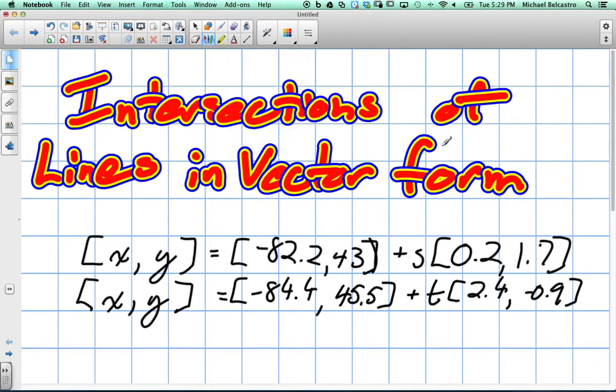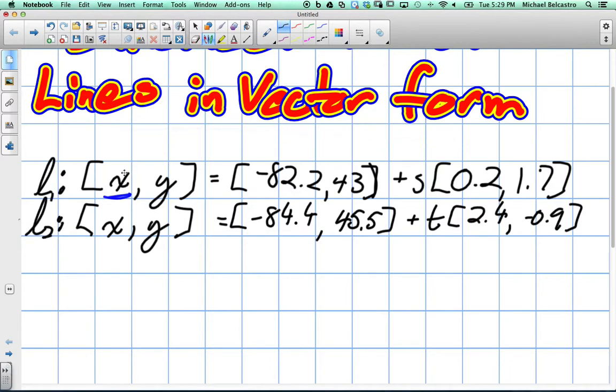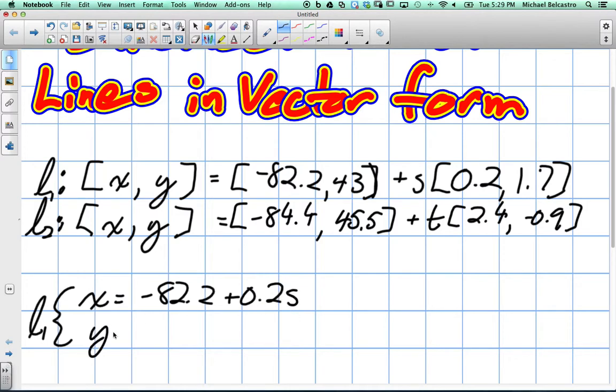Okay, again, intersection of two lines in vector form. We'll put them in parametric form, which means we'll solve for, I guess we'll call this line 1, right? And we'll call the other one line 2. We'll put parametric form for the first one, so line 1: x equals negative 82.2 plus 0.2s, okay? And y is equal to 43 plus 1.7s. So that's our line 1.